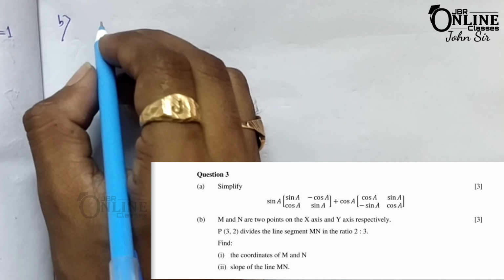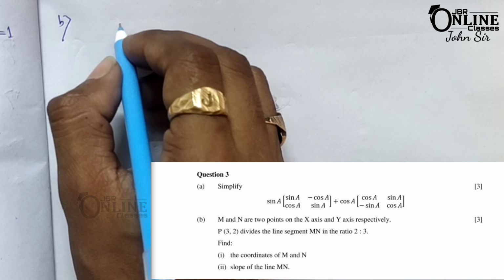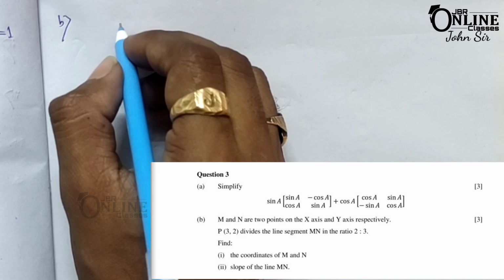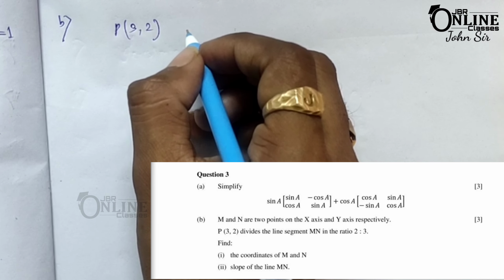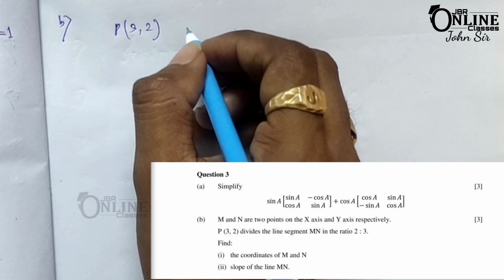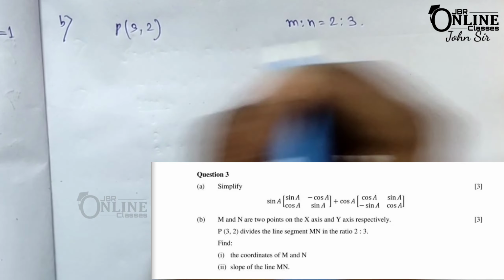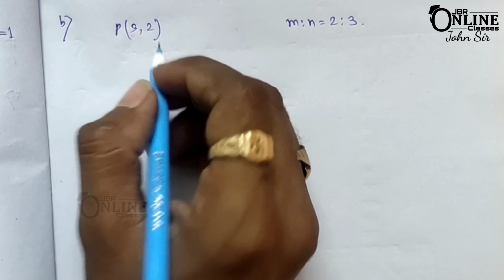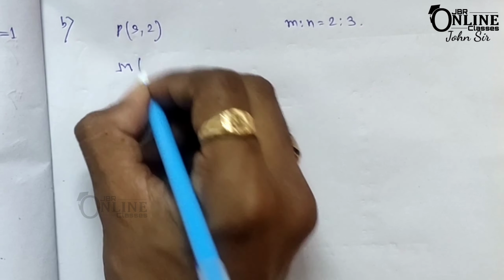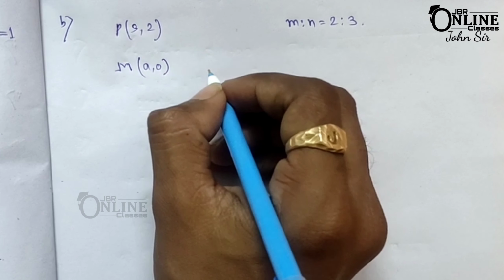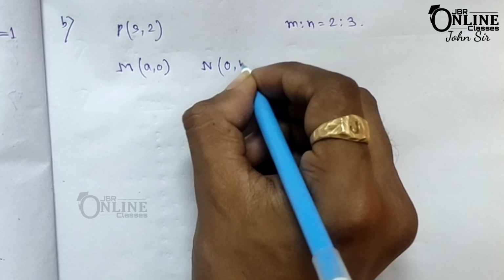Sum number 3b. M and N are 2 points on the x-axis and y-axis respectively, and P(3, 2) divides the line segment MN in the ratio 2:3. Now as M is the point on the x-axis, so let the coordinate of point M be (a, 0), and the coordinate of point N is (0, b).